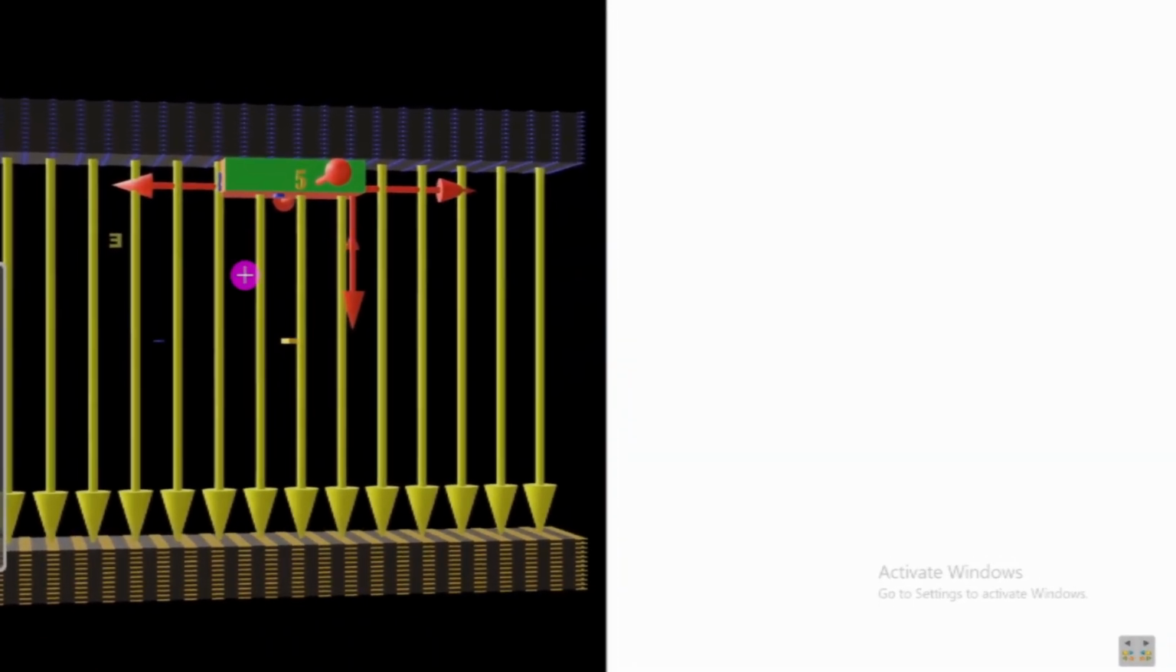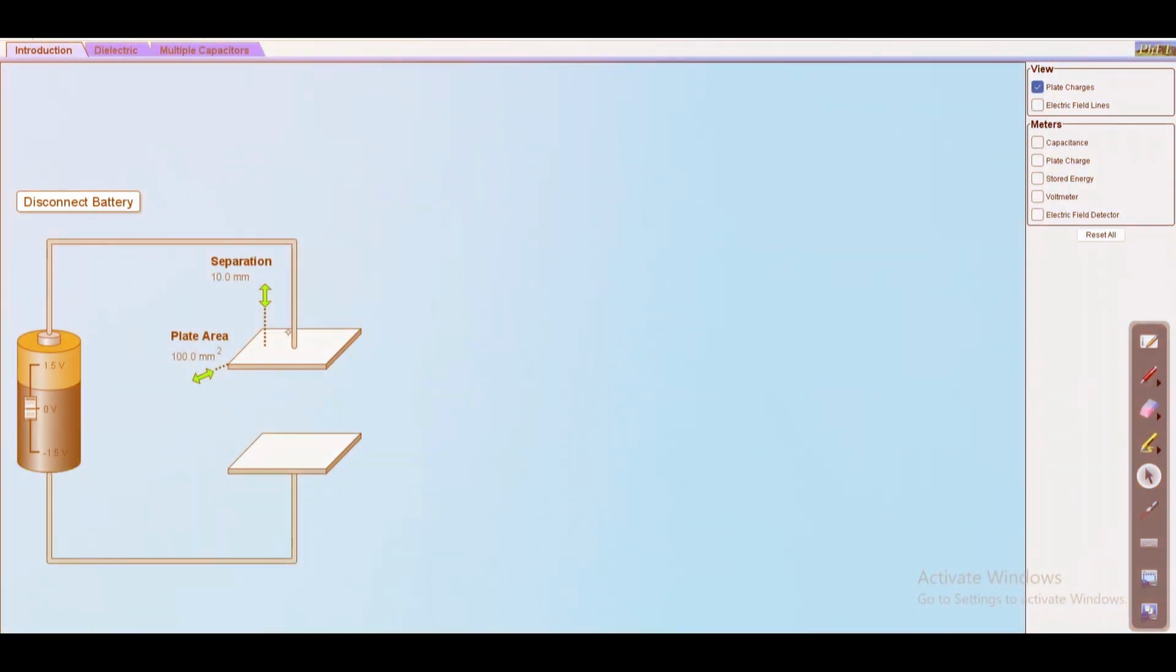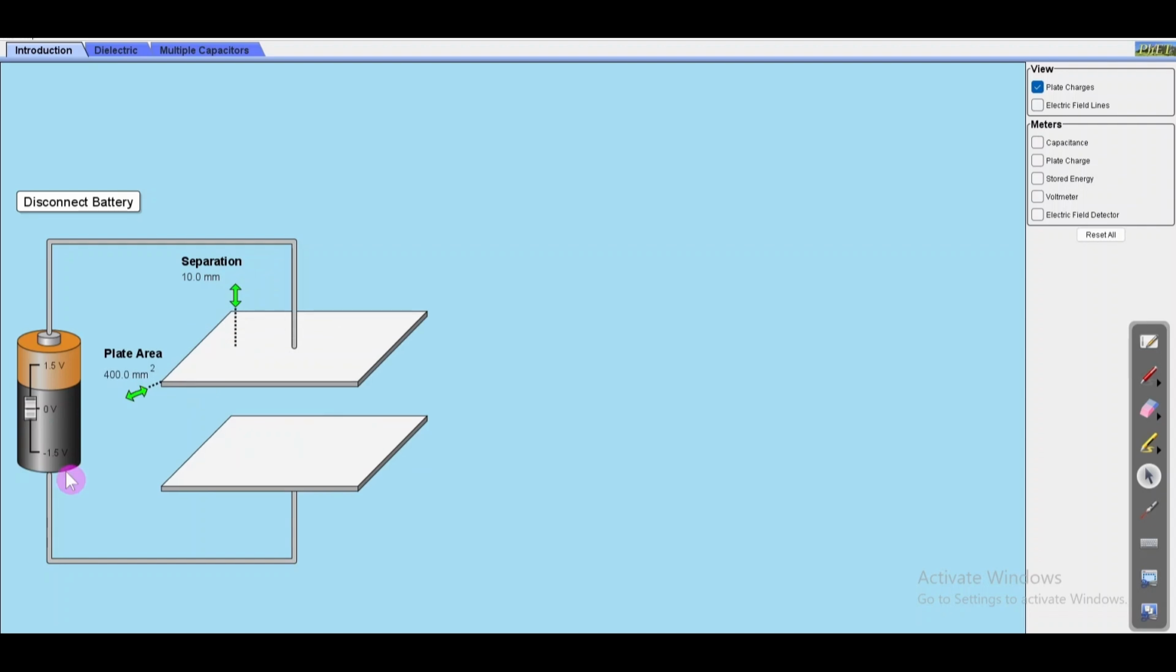Now this is the second application of the Gauss law, which is the electric field intensity due to infinite parallel plates. These two are actually plates. This is plate A and this is plate B. This is just like a capacitor. This is one plate of the capacitor, and this is the other plate of the capacitor. I'm going to zoom in on this. These are the plates of the capacitor.